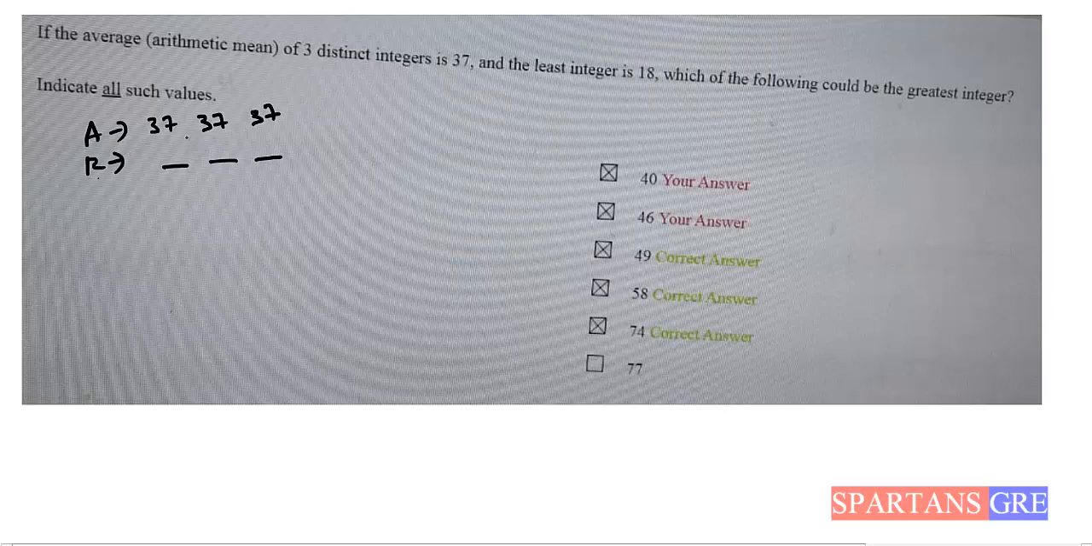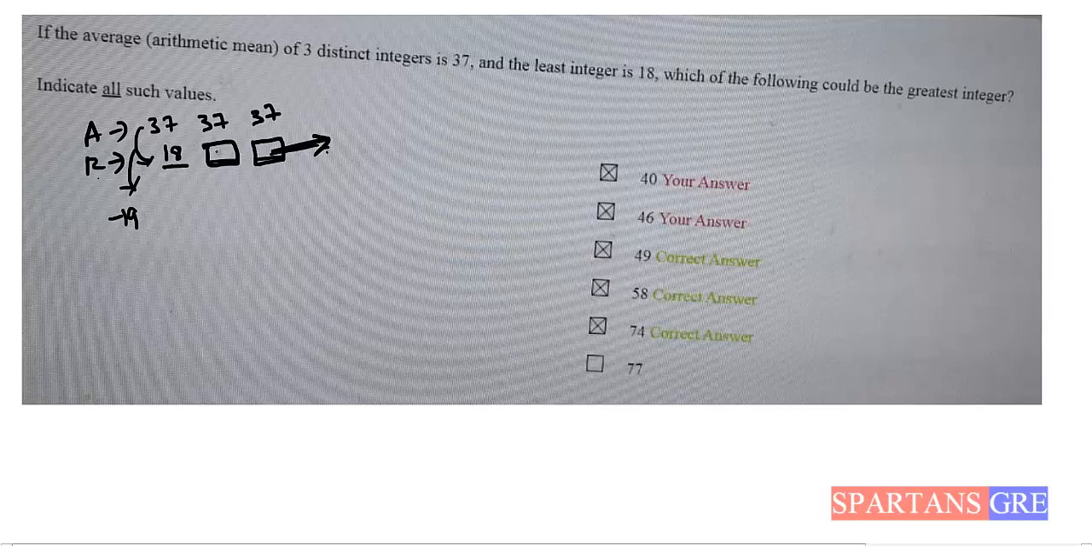In reality, the least integer is 18, and he is asking what is the highest value possible here. Now the assumption is 37, reality is 18. So how much less is it? It is minus 19, less than the assumption value. This is minus 19. And to get this value as the maximum, what should you do? Here you should have the minimum value. Then only this will become maximum.